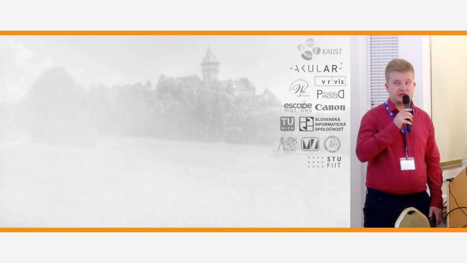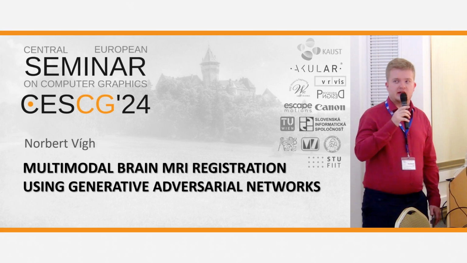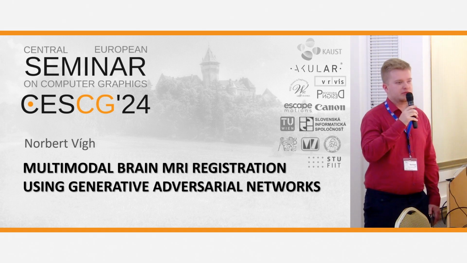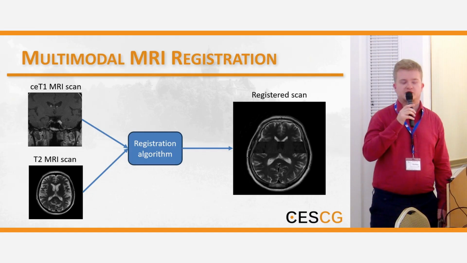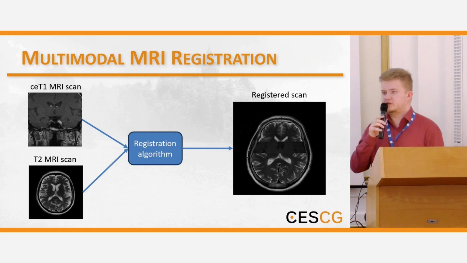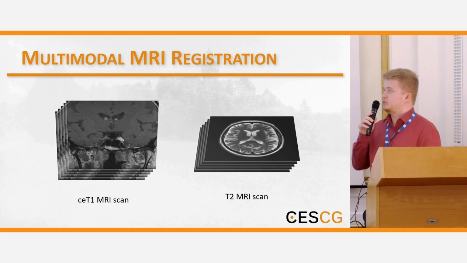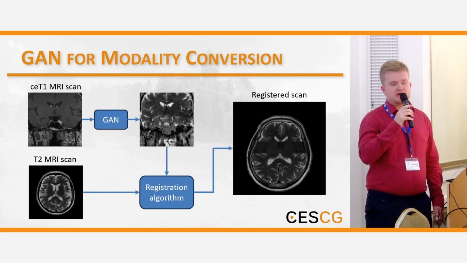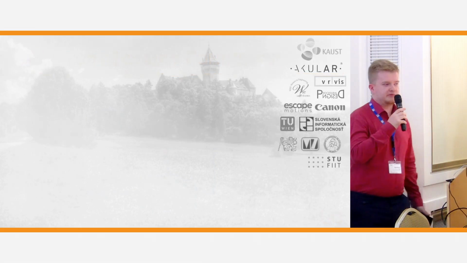Hi, my name is Norbert Vígh. I'm from the Slovak University of Technology, and the goal of my work was to create a multimodal image registration algorithm that can fuse information from multiple modalities of MRI scans. The interesting point in that is that the scans are perpendicular to each other, which makes this challenge more complicated. We used a GAN network to make this more simple, and to see how we tackle this challenge, I would like to invite you to my presentation.